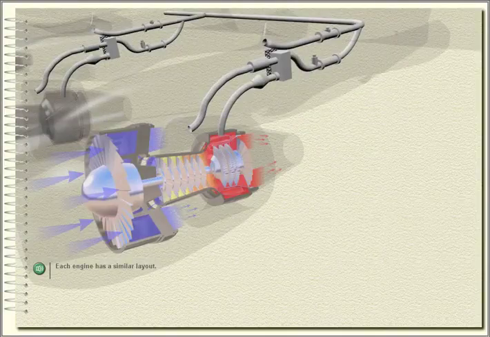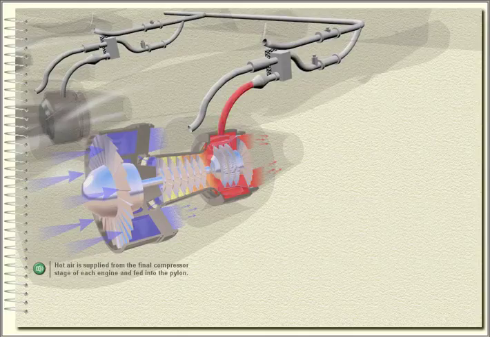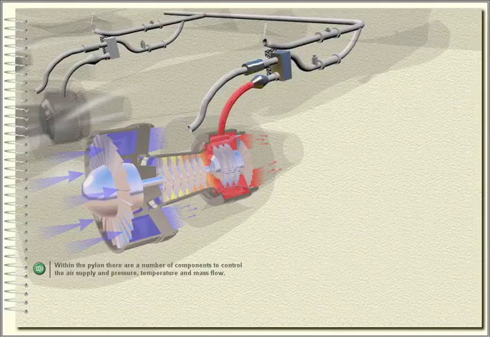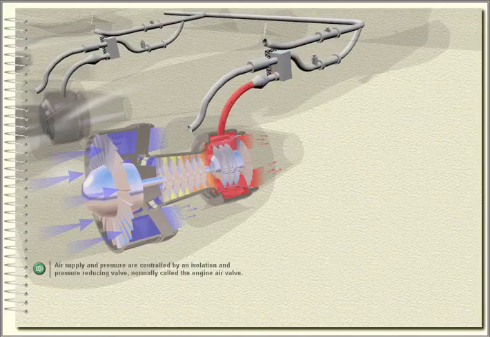Each engine has a similar layout. Hot air is supplied from the final compressor stage of each engine and fed into the pylon. Within the pylon there are a number of components to control the air supply and pressure, temperature and mass flow.